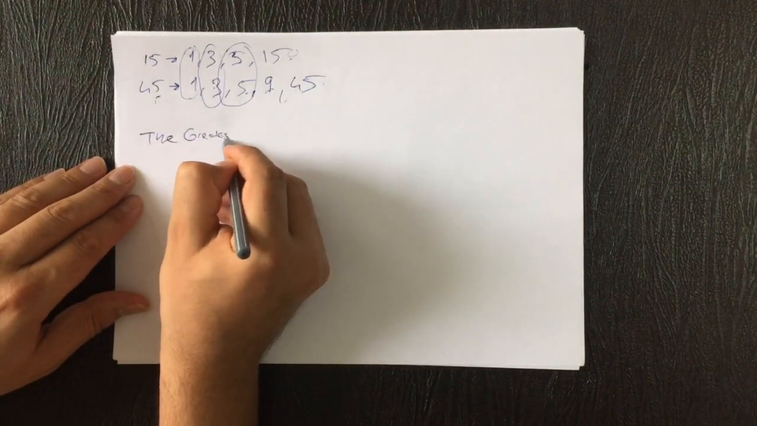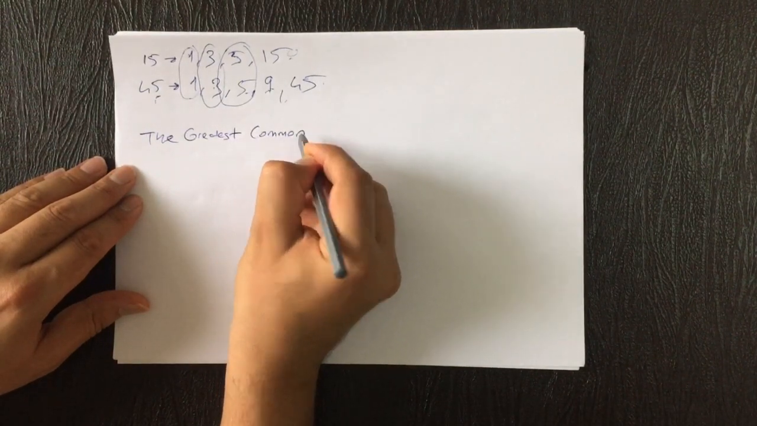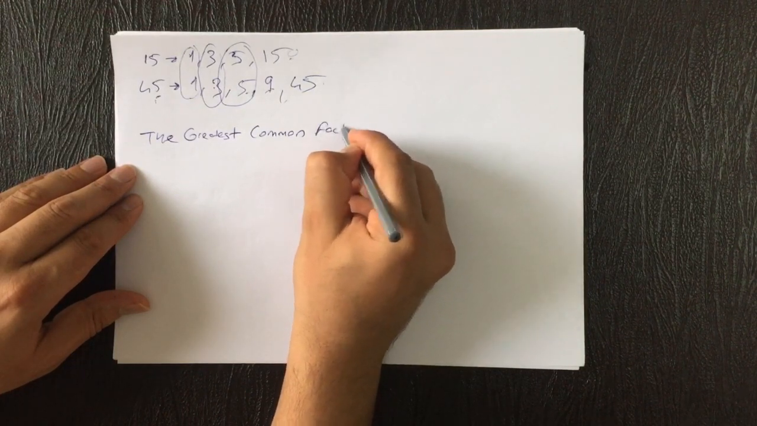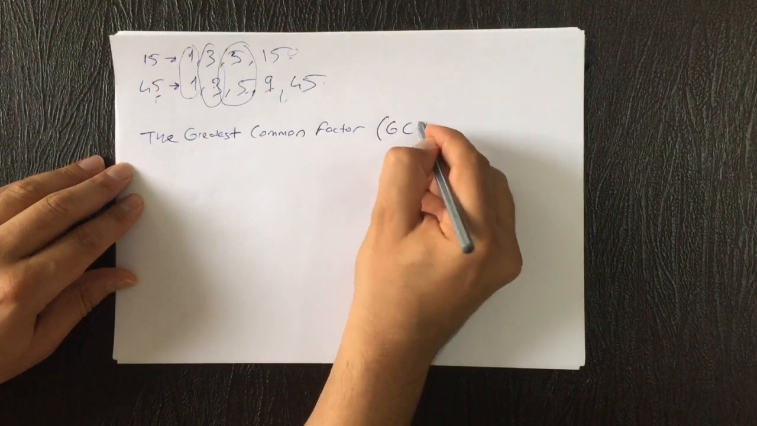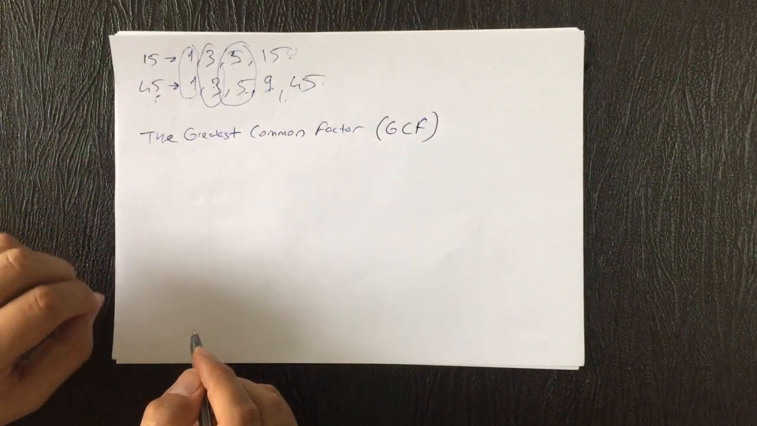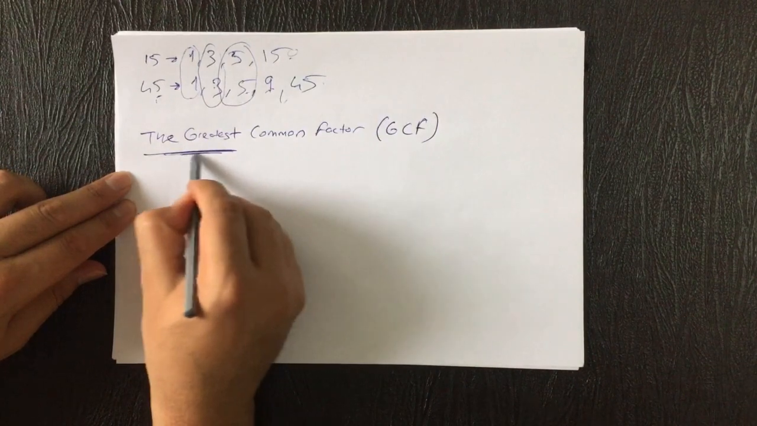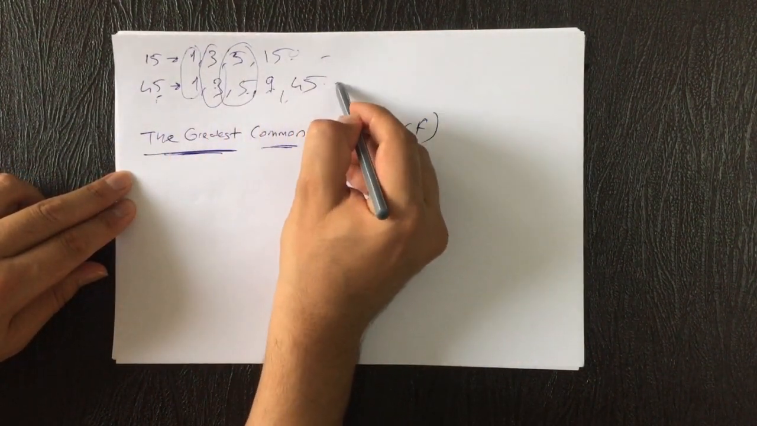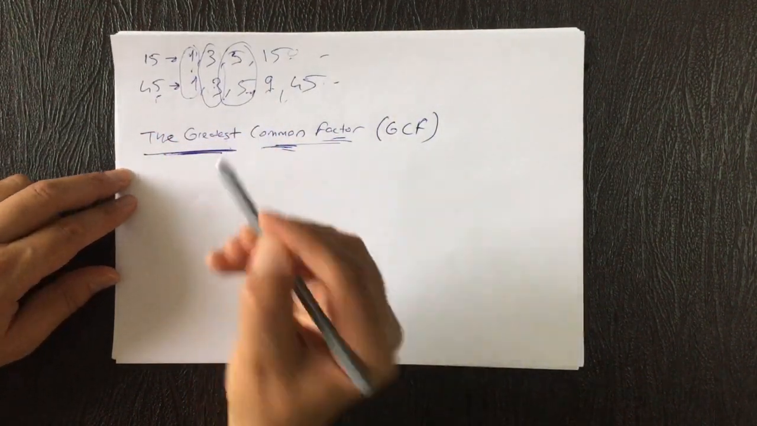The greatest common factor. We will try to find this. GCF, okay, the short way. The greatest common one. I know these are the factors, I know that they are the common factors. So what about the greatest?